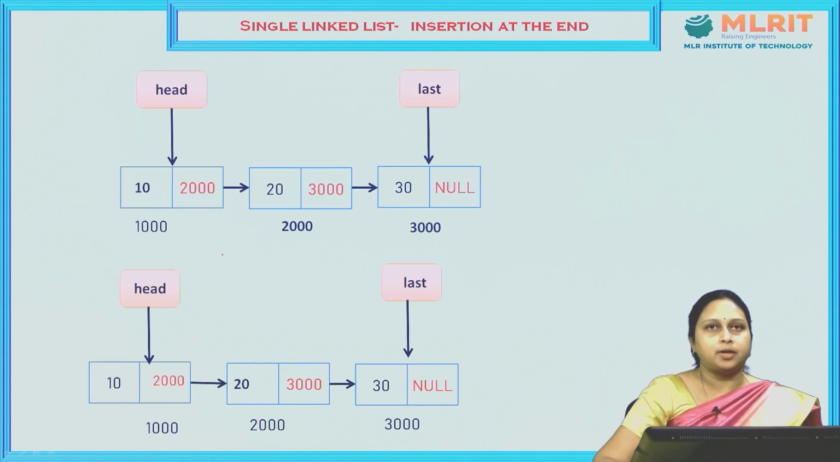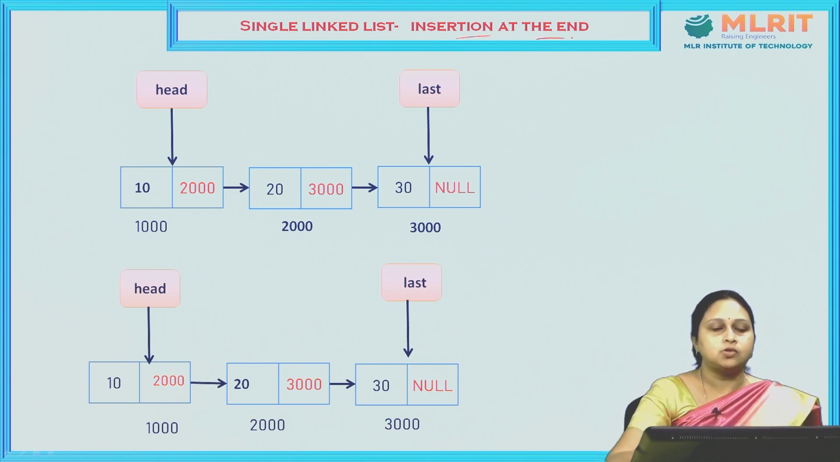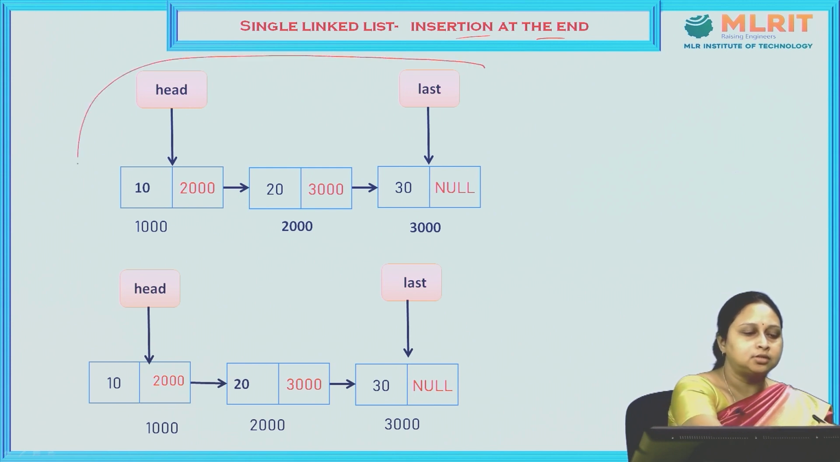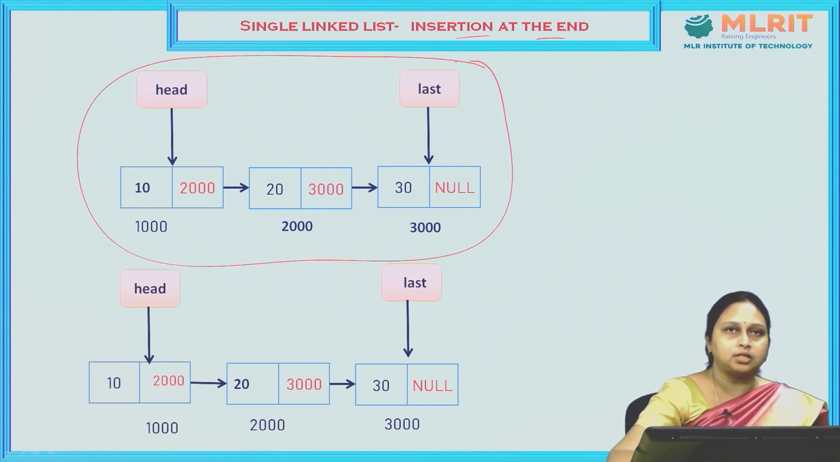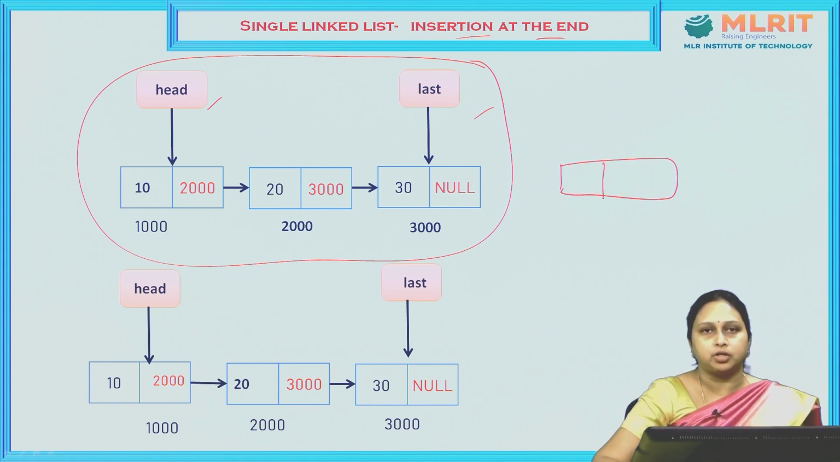The next operation is insert a node at the end of the list, where here also we are going to consider the single linked list with 3 nodes, where it is going to refer the first node as head and last node as last. Now, I want to insert a new node at the end of the list. That means here I want to insert. For this, what are the steps we are going to follow?